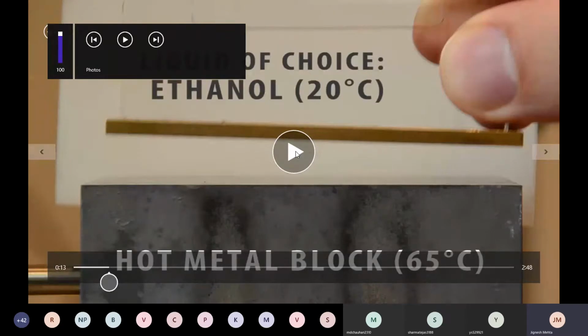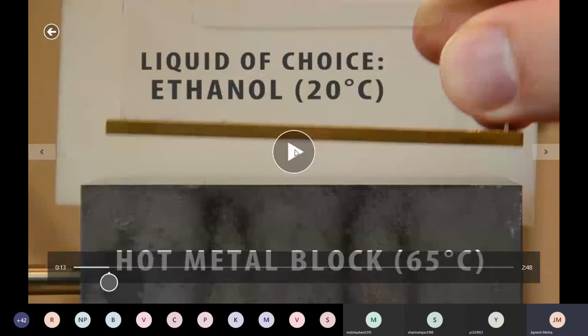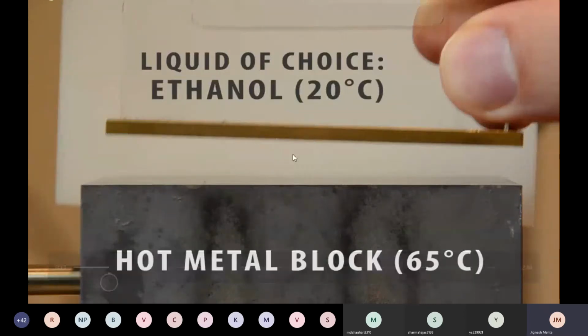So it seems that there is a kettle and there is a heater in the kettle, and ethanol is filled up in that, and the metal block is at 65 degrees Celsius, right? So in this case you can say that delta TE is 45 degrees Celsius.